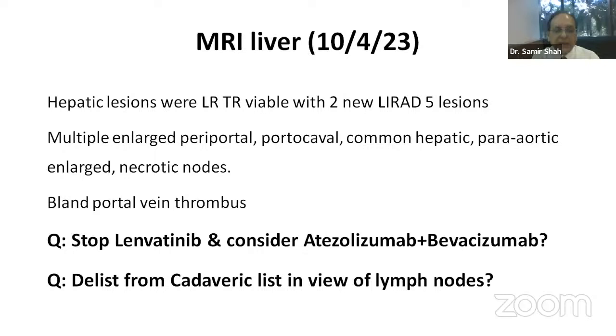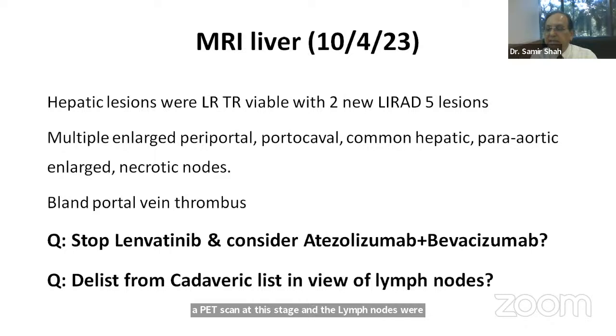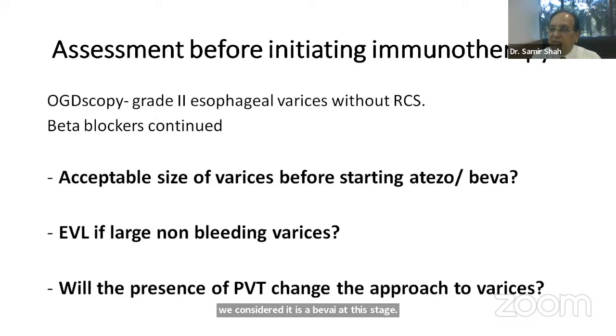So we did have a PET scan at this stage, and the lymph nodes were metabolically active. So we did delist him from the cadaver transplant, and we considered atezo-beva at this stage. So to go on, when we are considering atezo-beva before initiating immunotherapy, Professor Lewis, I would like you to take us through.